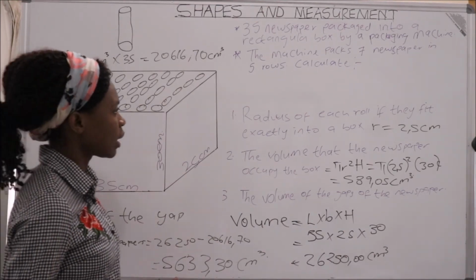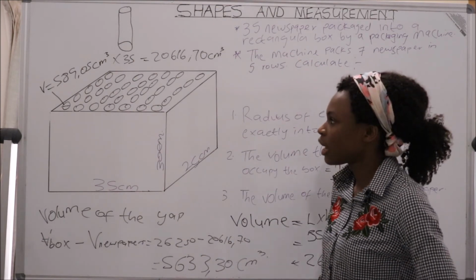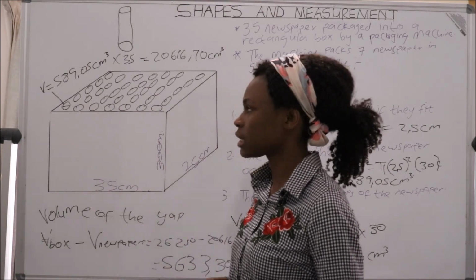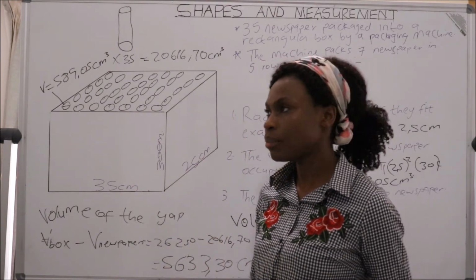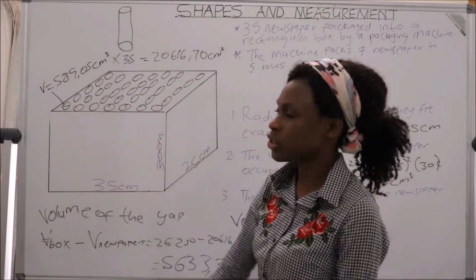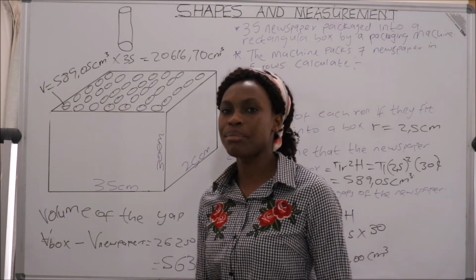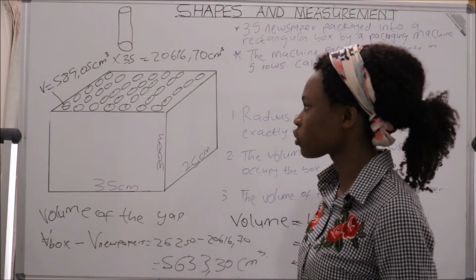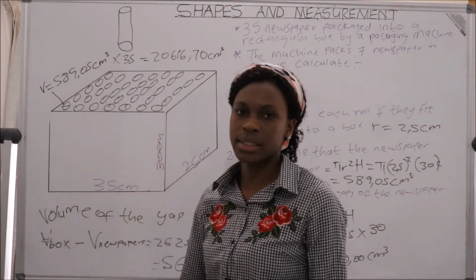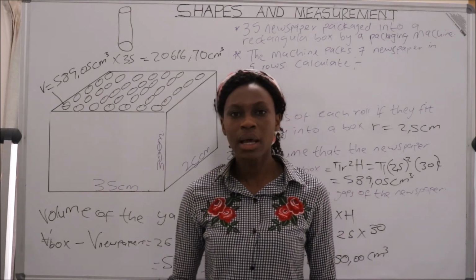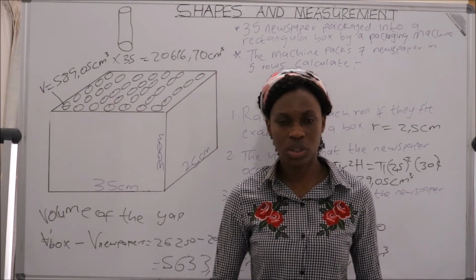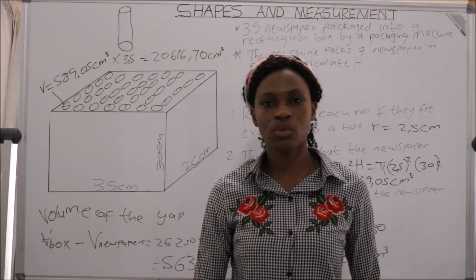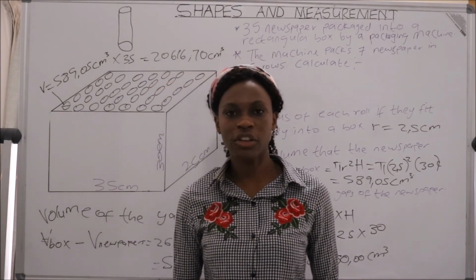I hope you understand the logic behind this question, that we were just combining the two lessons that we did, for the cylinder and for the rectangular prism, as you can see the circles represent the cylinder and the box represents the right prism, in shapes and measurement. Also, when we fill the newspaper rolls inside the box, there are gaps left that are not filled with anything. To calculate that, we calculate the entire volume of the box and subtract that of the newspaper, which gives the volume of the gap of the newspaper rolls.